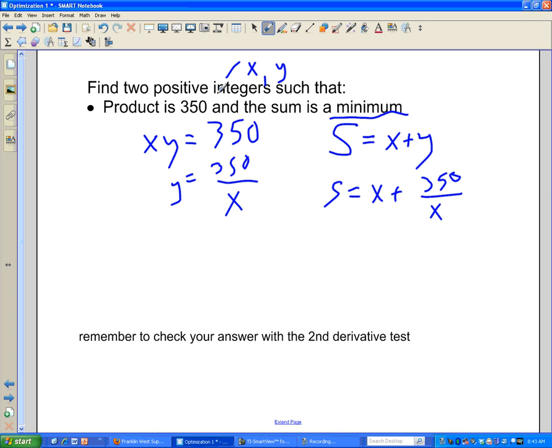I don't think this should say integers. I think it should say numbers. Okay. So x plus 350 over x. That's the thing we're trying to minimize. So as we said, minimums and maximums occur when the first derivative is equal to 0. So we're going to do s prime, and s prime is, well, the derivative of x is 1. The derivative of 350 over x, I would say take the time to make sure that's accurate, but it's negative 350 over x squared.